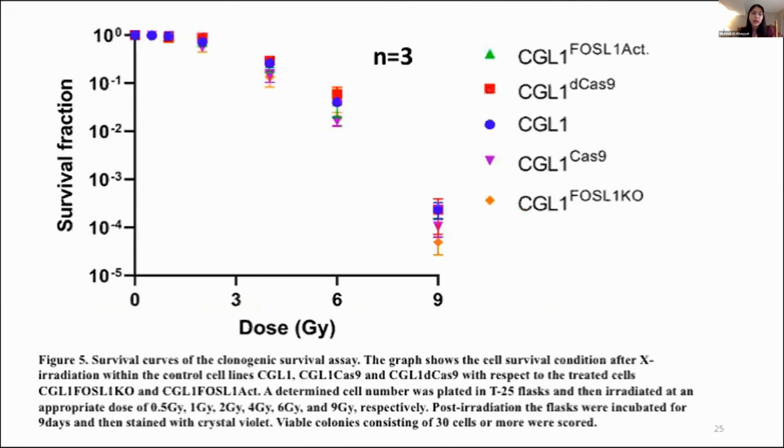Within the results, in the graph, on the x-axis we have the doses that we used, and on the y-axis we have the cell survival. We have five different cell lines: CGL1 control, CGL1 dCas9 control, CGL1 Cas9 control, and our Fosl1 manipulated systems. What we see is that as the dose increases, there is a reduction in the survival of the cells. We see a slight reduction in survival with the Fosl1 gene knockout, but that's not significant enough that we can rely on it.